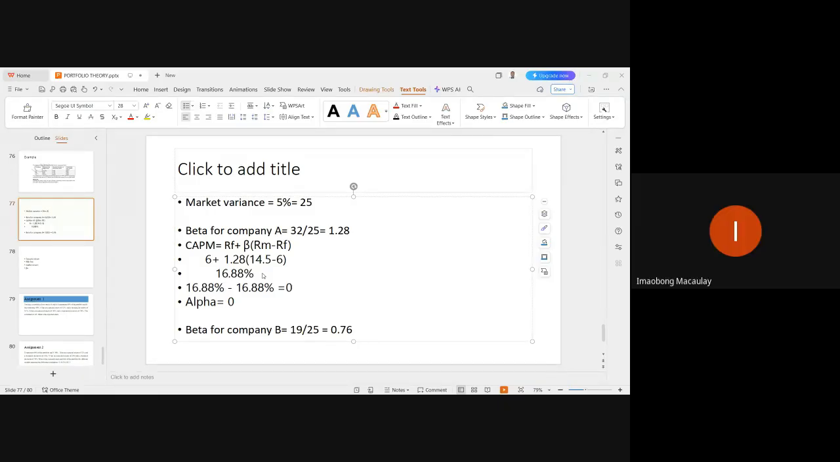How did he get 16.88, though? I got 61.88. Hello, is this clear, please? Yes, sir. So for company B, what will be your computed CAPM now, since you have your beta to be 0.76?